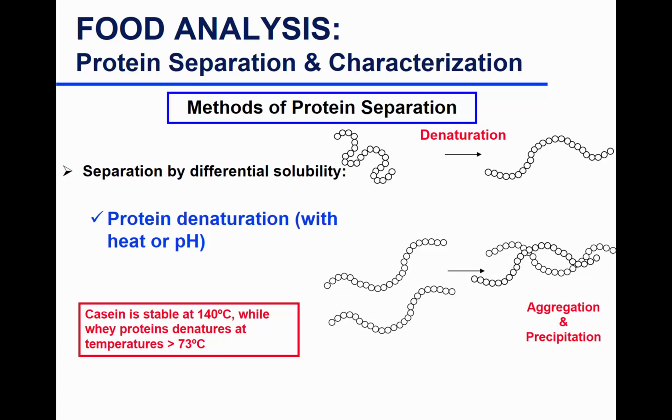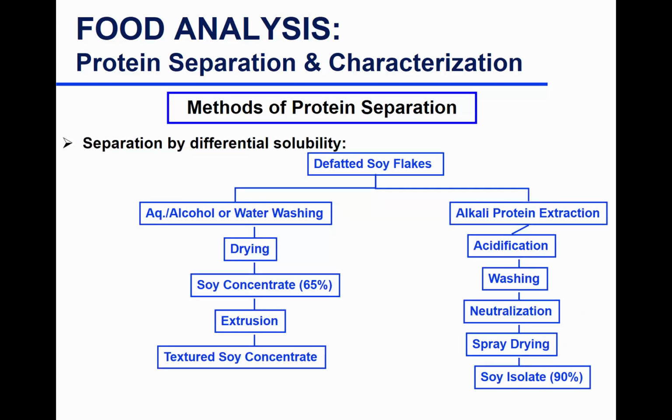So here's the example of casein. If you have a mixture of casein and whey protein, you can heat to higher than 73 degrees and collect the whey protein, while casein is still stable at that temperature.